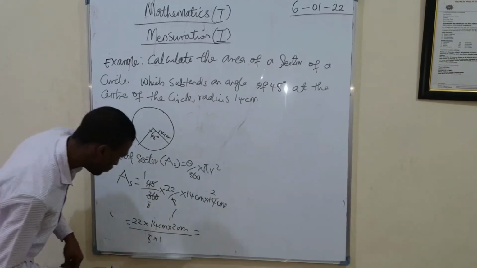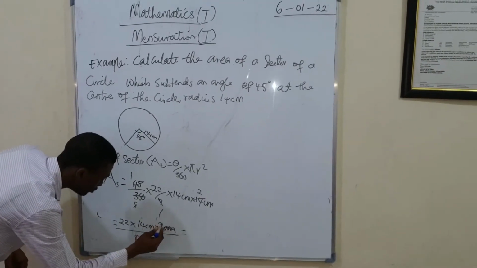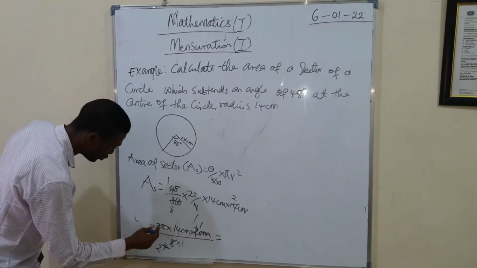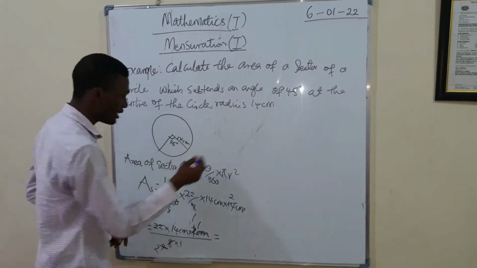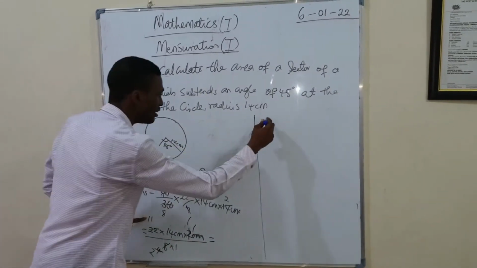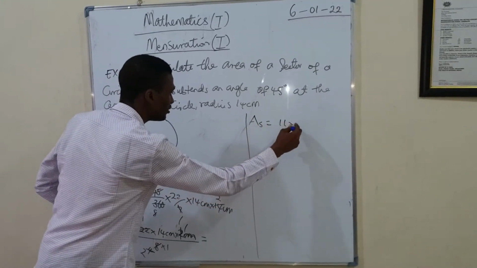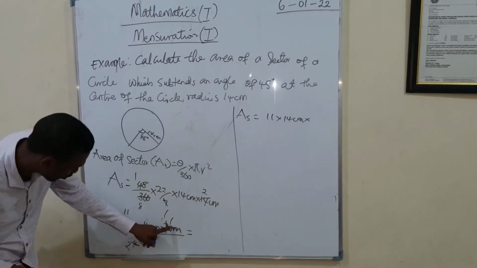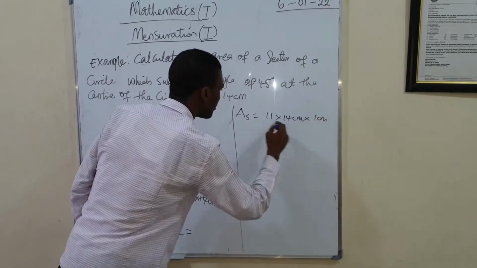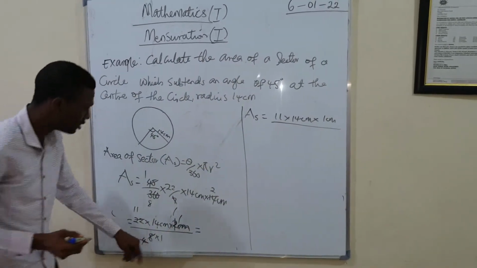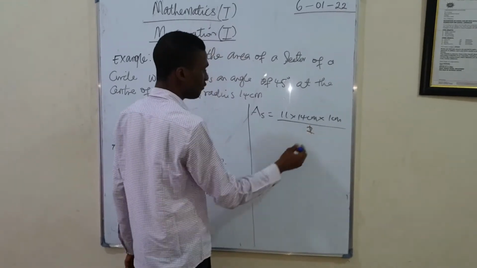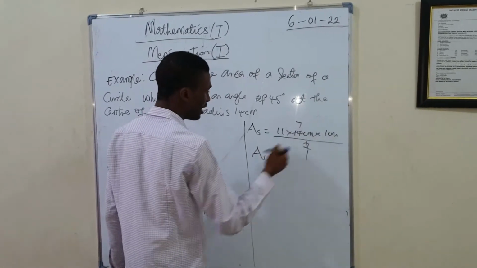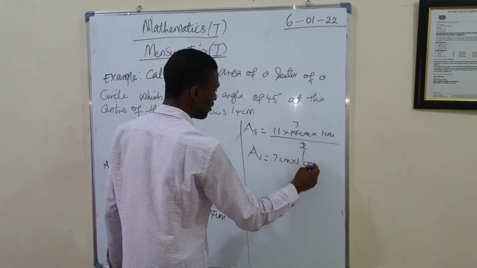From here, we can choose to cancel this 2. 2 into 2 is 1, 2 into 8 is 4. 2 into 4 is 2, 2 into 22 is 11. So we can choose to write it out before we further simplify. We have area of sector equals 11 times 14 cm times 1 cm all over 2. 2 times 1 is 2, all over 2. 2 into itself is 1, 2 into 14 is 7. All we now have left is 7 times 7 cm times 1 cm.